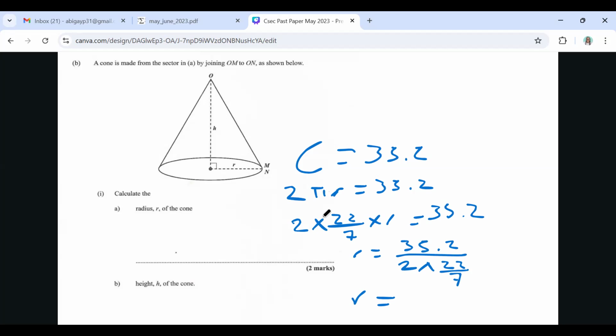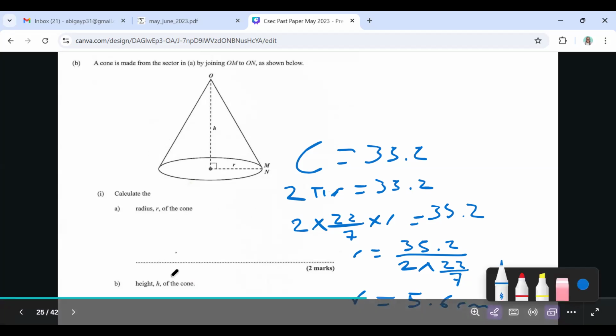35.2 divided by 2 times 22 divided by 7 would be 5.6 centimeters. So that is our radius. Now they're asking us to find the height of the cone.